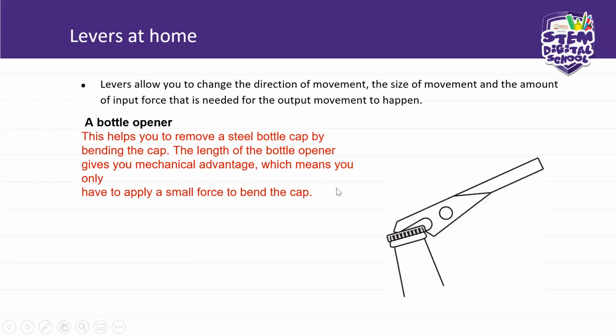This helps you to remove a steel bottle cap by bending the cap. The length of the bottle opener gives you mechanical advantage, which means you only have to apply a small force to bend the cap. Second class lever, very good. So the mechanical advantage lies in the arm, the length of the bottle opener. So that's your second class lever.